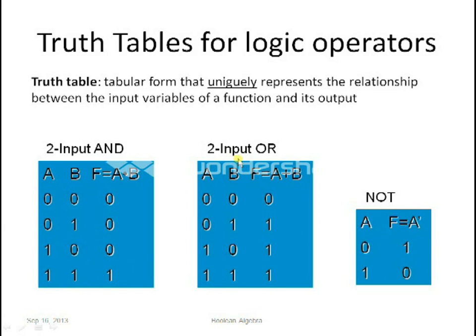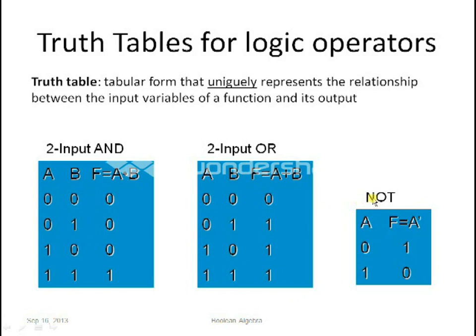In the same way, if we take a look at the 2-input OR gate, a and b are the input variables, and the output expression is a or b. Again, the 4 possible combinations are 0 0, 0 1, 1 0 and 1 1. The output of OR is 1 when any of the variables is 1. You can see here one variable is 1 in this combination, so the output is 1, and here also one variable is 1, so the output is 1, and both variables are 1 here, so the output is again 1. But when both variables are 0, the output is 0.